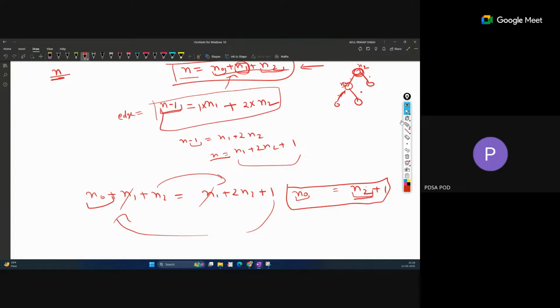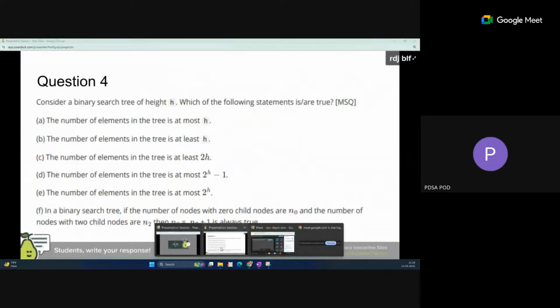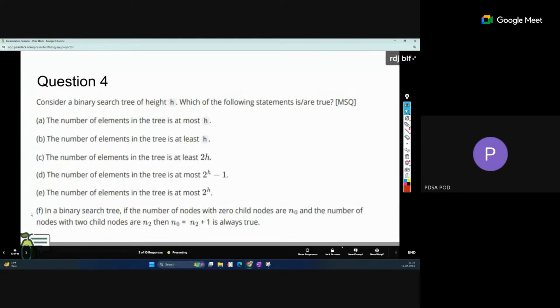If you just observe any tree, you will get this structure. So you can observe any tree like this. How many nodes do we have with two children? So one, this one, two, three. Three nodes. And how many leaf nodes do we have? 1, 2, 3, 4. So you can see n0 is always n2 plus 1. So this is 3 plus 1, 4. So this condition is always true. So the last option is also true, so F is also correct.